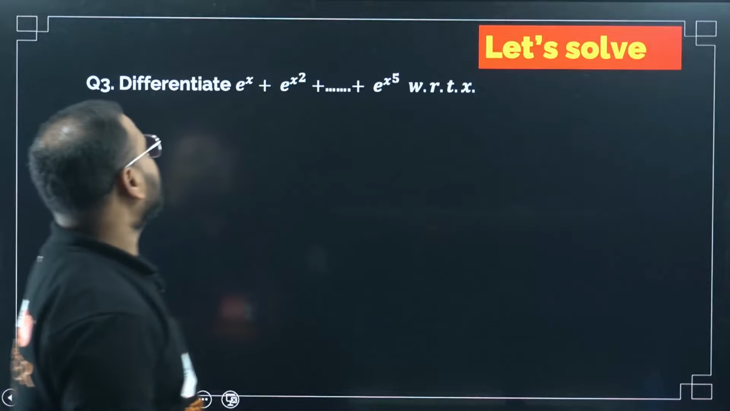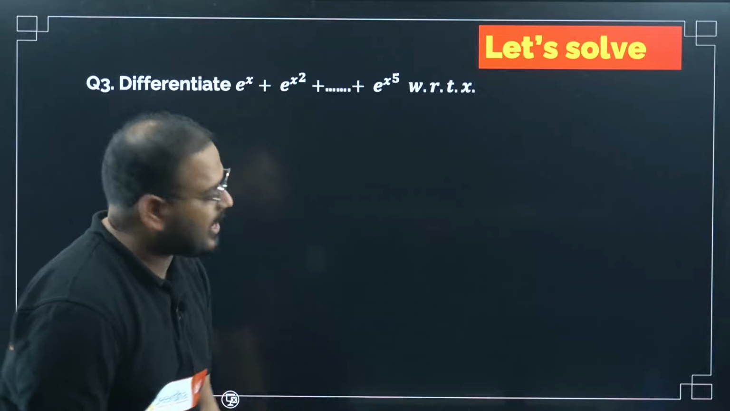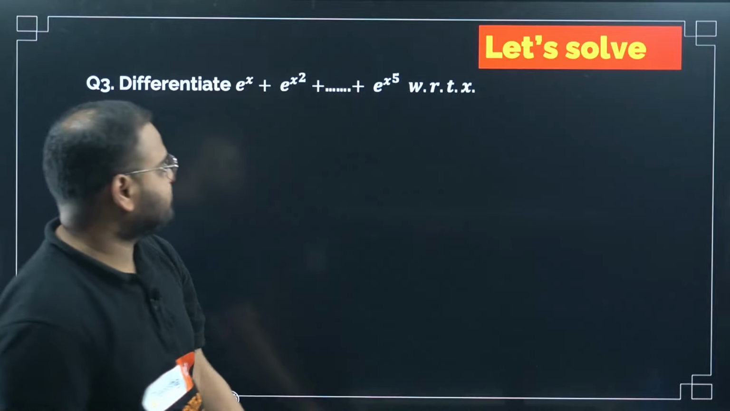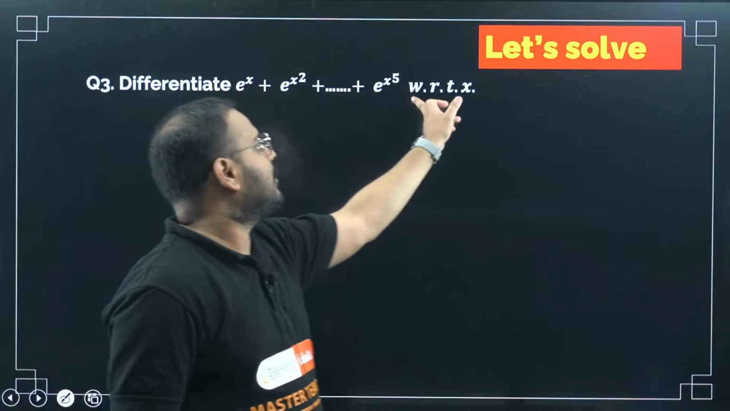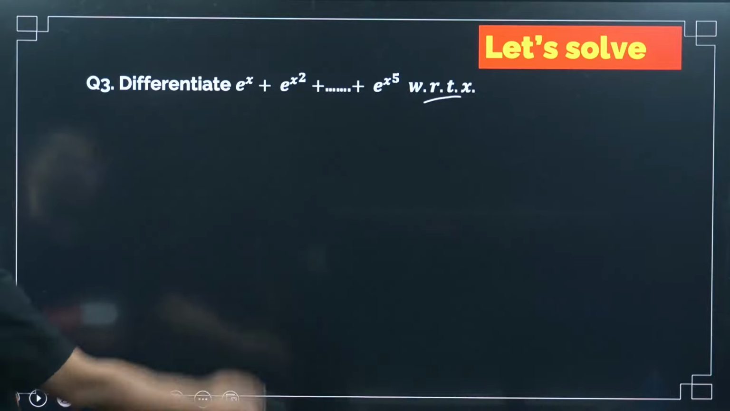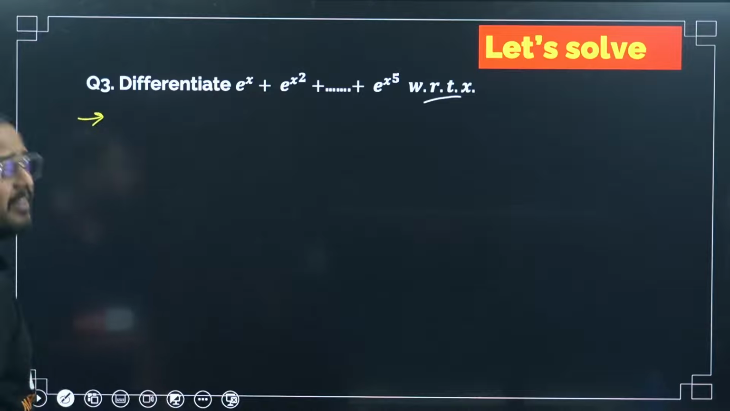Yes. Question number 3. E power x plus e power x square plus e power x5. So how many terms are there? 5 terms. 1, 2, 3, 4, 5 terms. Again differentiate with respect to x. Is it a difficult question? Sir, looks difficult. Looks difficult, but it's actually very, very easy. Let's see.